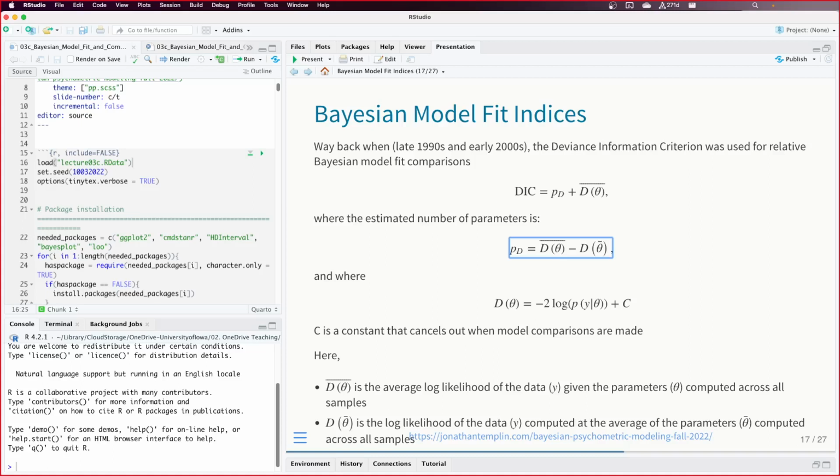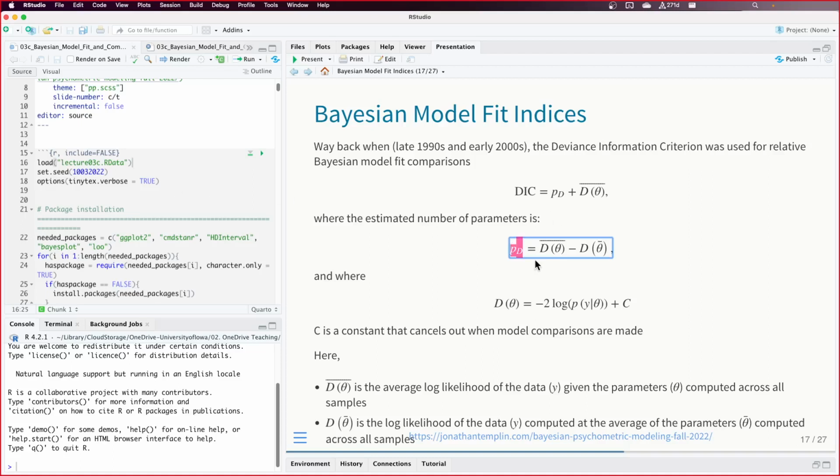So this estimated number of parameters is a fuzzy concept. It's not, let me count up the number of coefficients I've specified, because it's complicated by how much variation you think is in the prior distribution as well. But this is our penalty function.